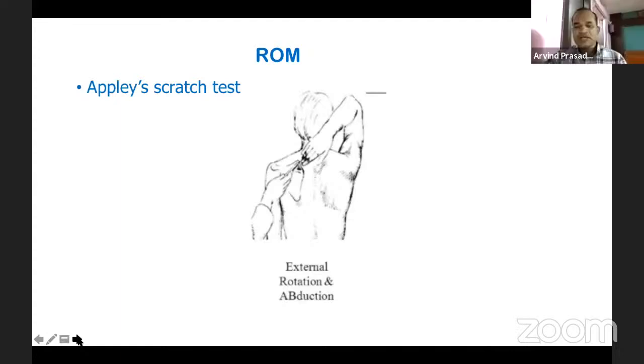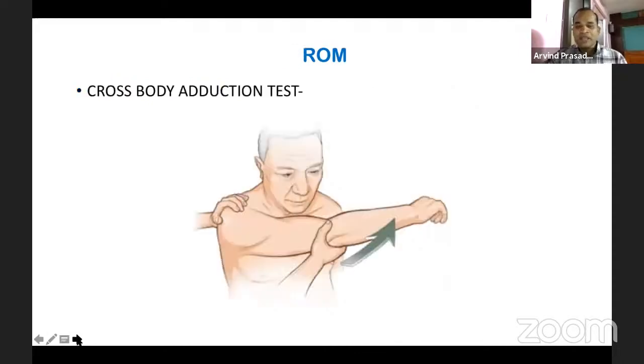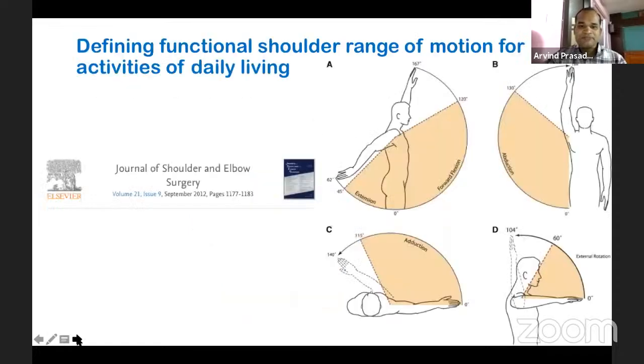For all these movements, we can apply the Apley scratch test with the opposite hand. If the patient is able to touch the upper border of the scapula, then his external rotation and abduction are full. Similarly, if he touches the lower border of the scapula with the opposite hand, it means the internal rotation and adduction are full. This is called the Apley scratch test. The newer test added is the cross body adduction test. This test is done with 90 degrees of flexion of the shoulder joint and then full adduction. This test is very sensitive for the AC joint.